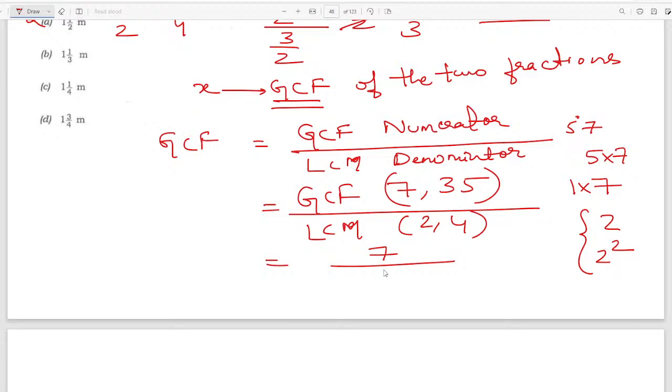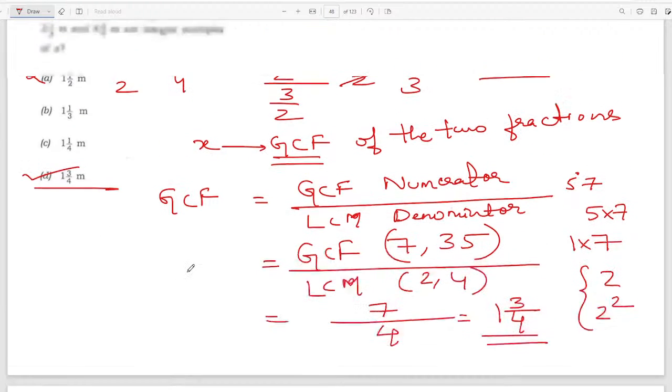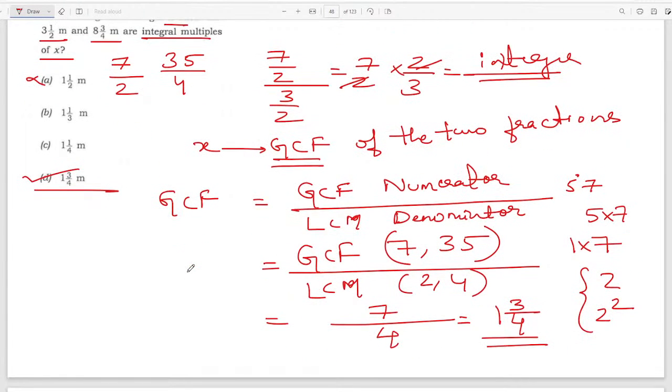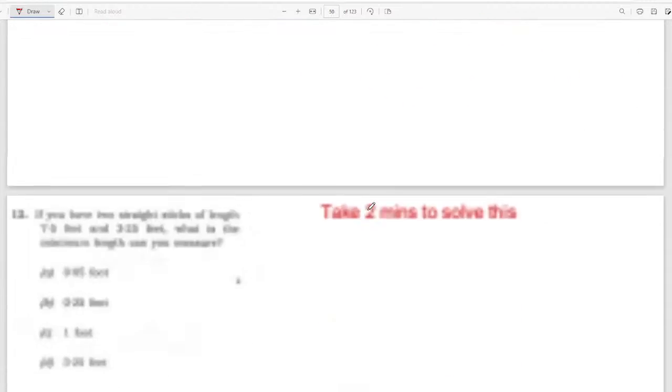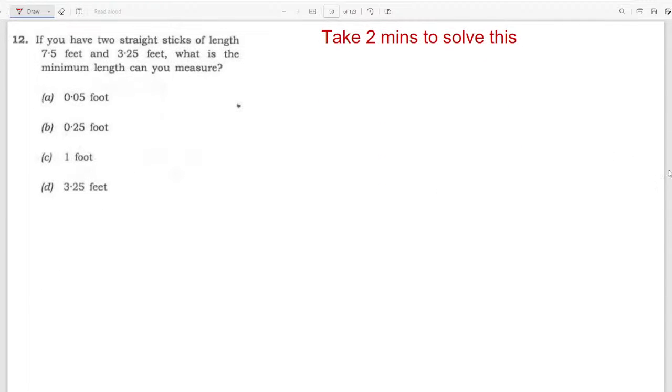This is 2 raised to 2, that is 4, and this is nothing but 1 raised to 3 by 3 by 4. If you multiply this, 4 ones are 4, plus 3, 7 by 4. If you convert it into a mixed fraction, you will get 1 3 by 4, and the answer is option D. I hope this is clear. If you have any doubts, please ask. We'll move to the next question then. So take 2 minutes to solve this question.